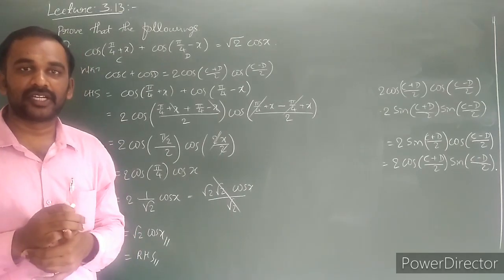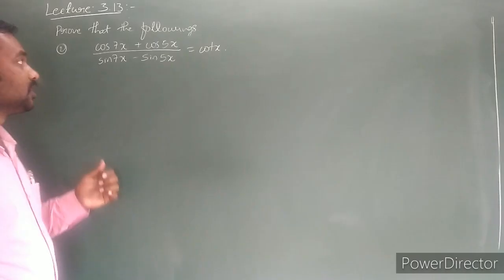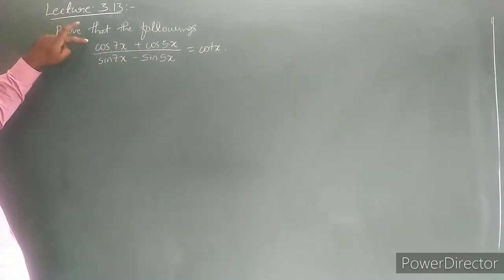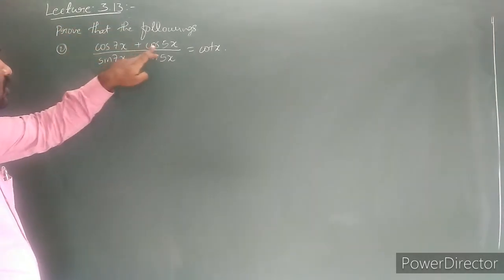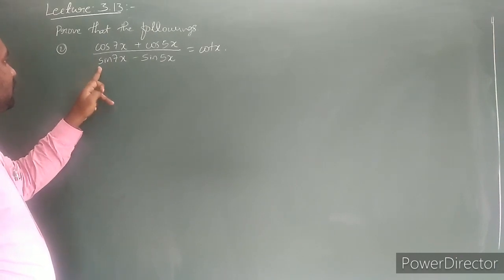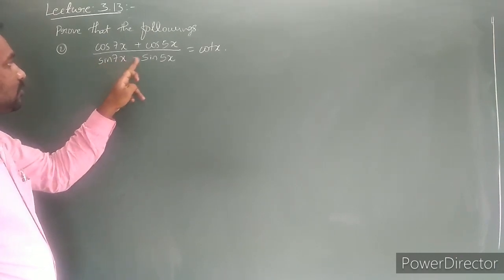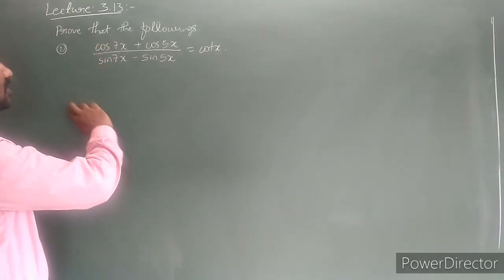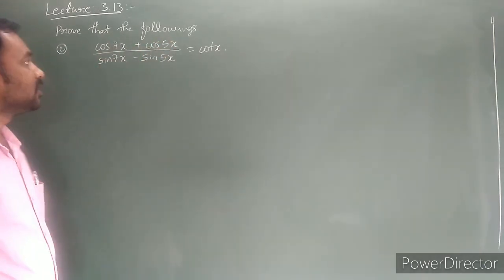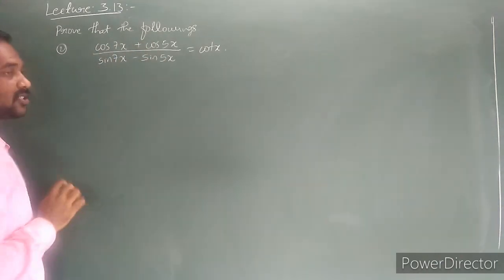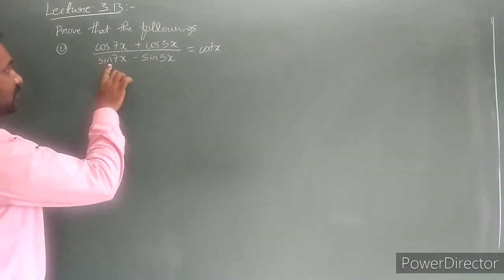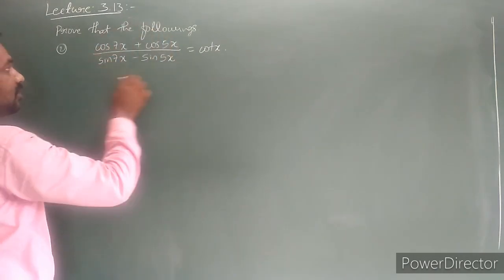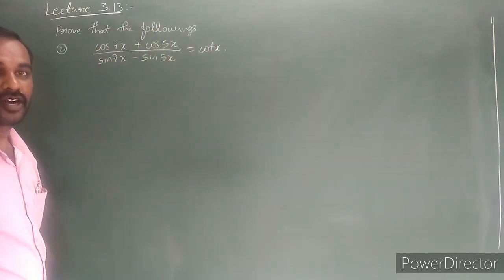Okay, now let's move to the next problem. Prove the following. In that second problem, cos of 7x plus cos of 5x divided by sin of 7x minus sin of 5x. The angles are the same, 7x and 5x. In the numerator it is cos plus cos, in the denominator sin minus sin. On simplifying all this, we have to get cot of x.